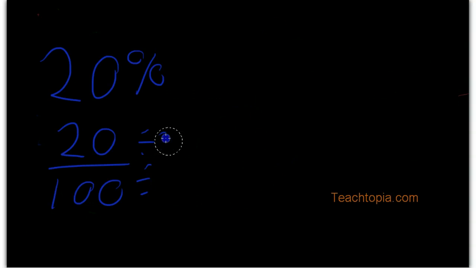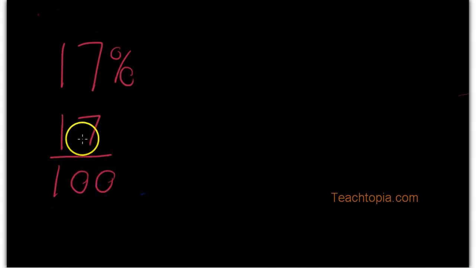And we're going to go ahead and erase my electronic chalkboard here and give you scenario number 2. Let's say you get 17%. And here we go, oh, that's 17 out of 100. We need to think to ourselves, is there any factor other than 1 that will go into both 17 and 100?